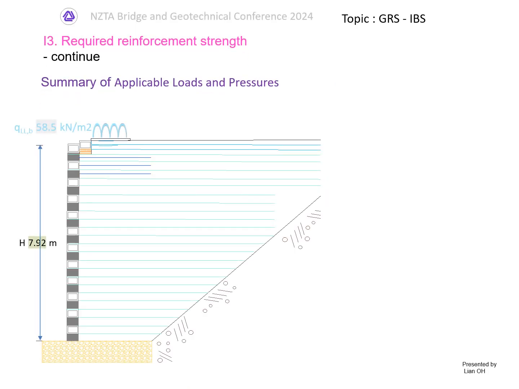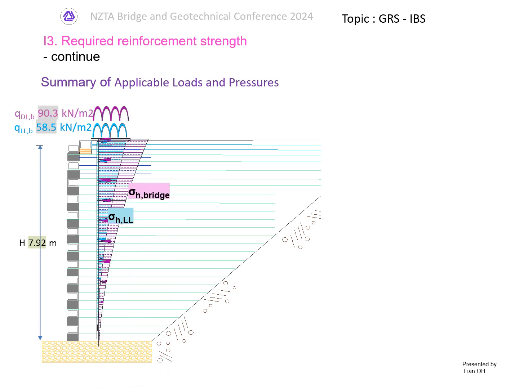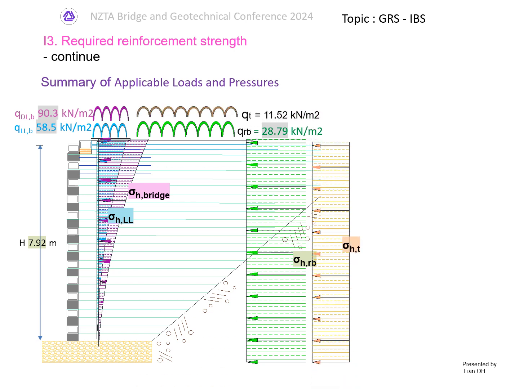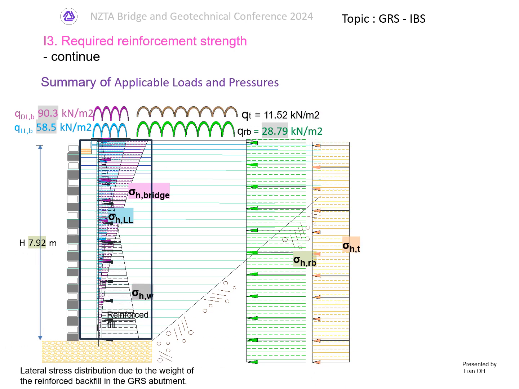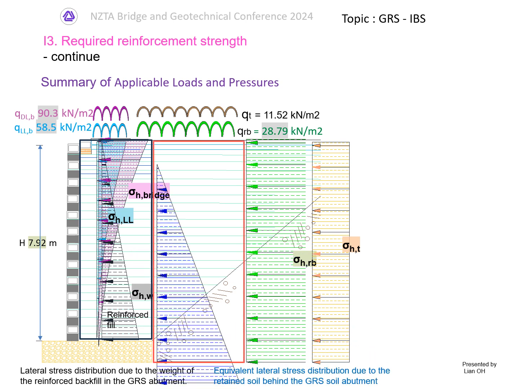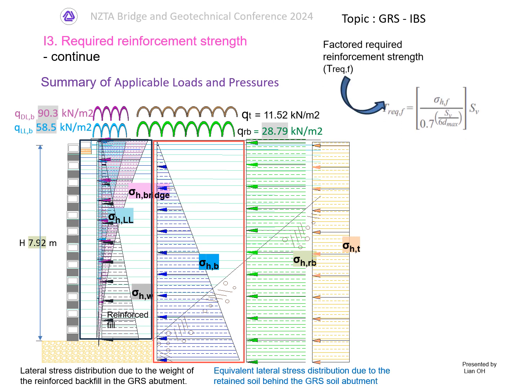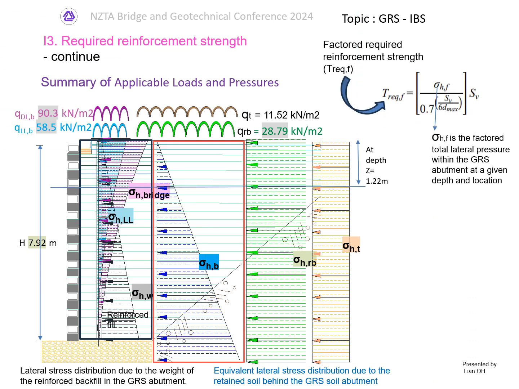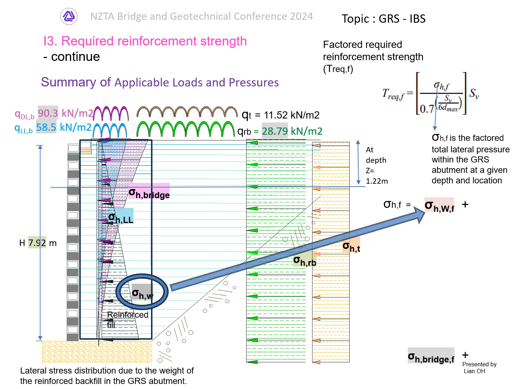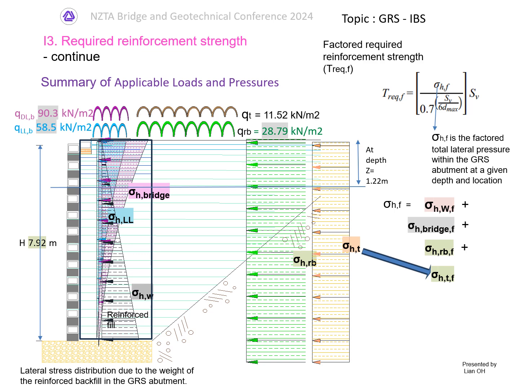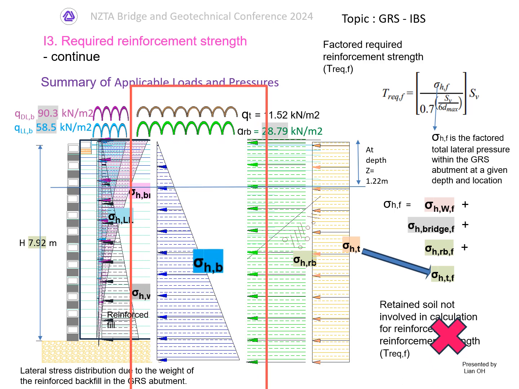The various stress profiles are summarized as follows: live load of the bridge, dead load of the bridge, dead load of the approach pavement, live load on the approach pavement, reinforced backfill and GRS abutment, and retained soil stress distribution. The factored required reinforcement strength at a given depth is the sum of all the factored stresses, but not including the stresses from the retained soil.